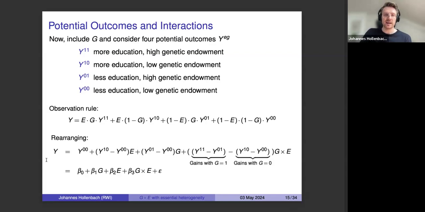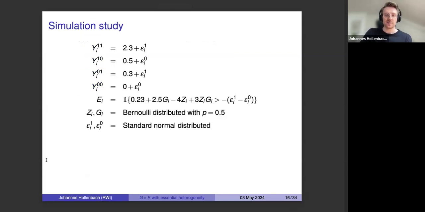Now we need to understand how this translates into the real world. We're doing this using a simulation example. This is the setup. We basically simulate all 4 potential outcomes. The parameterization doesn't really matter, but we've set it up in a way so that it shows the properties we want to show. You have the highest potential outcome with more education and high polygenic score, lower outcome with high education, low polygenic score, and so on.